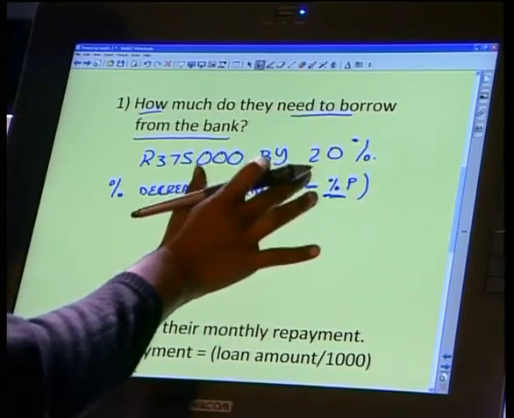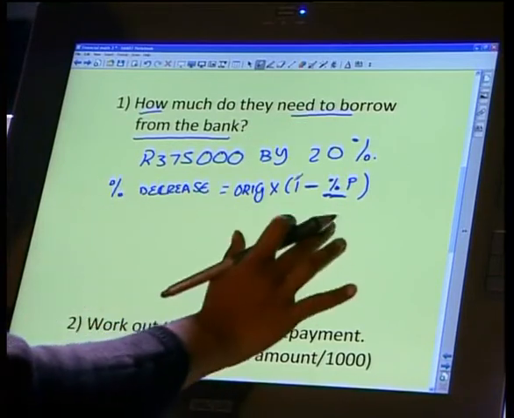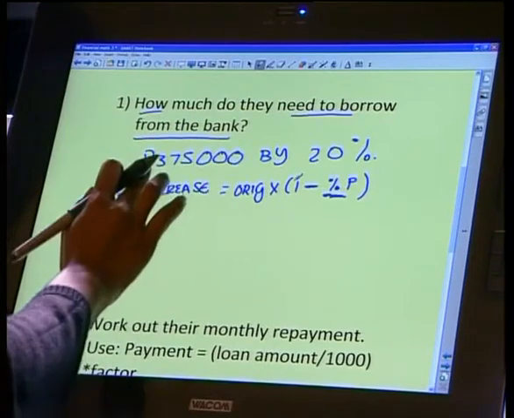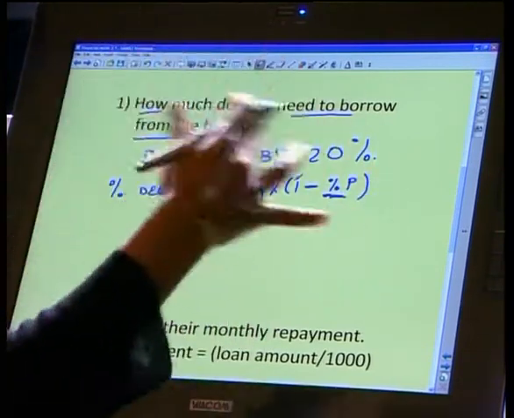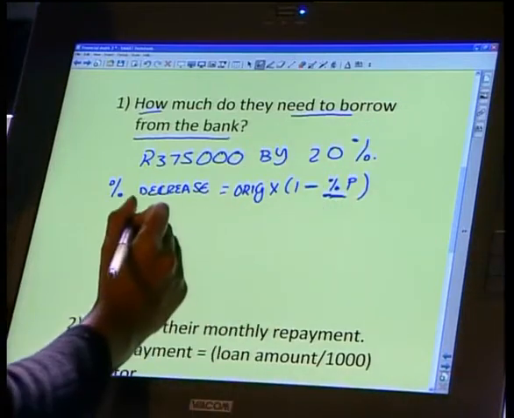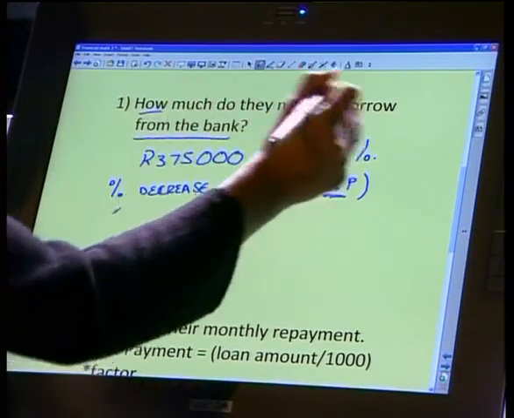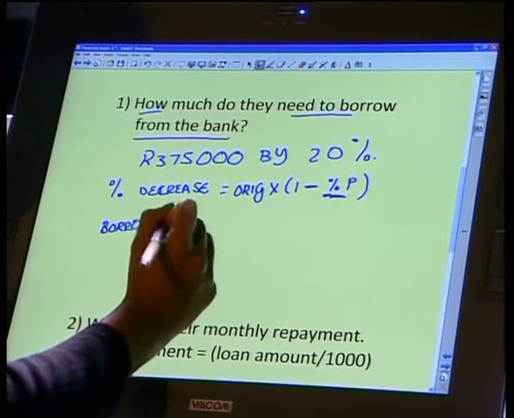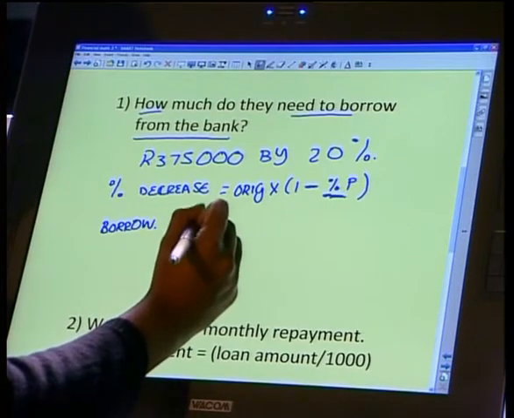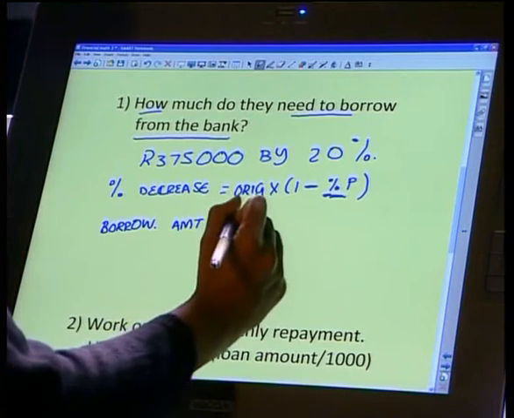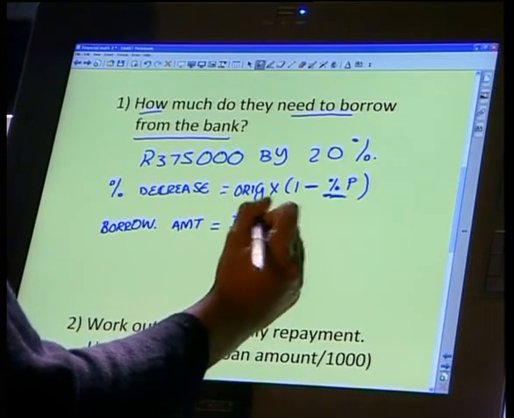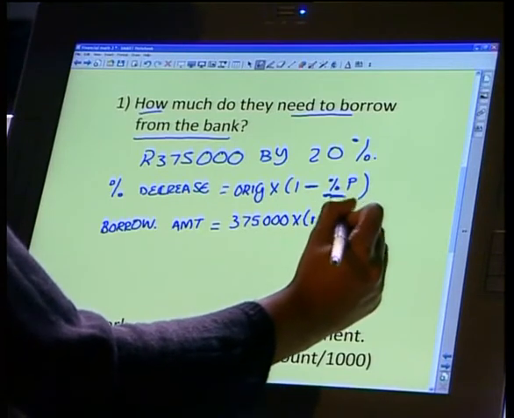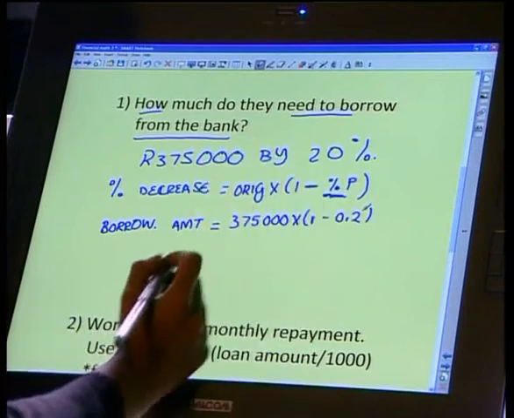Okay, there are more than one way to do this, but I think this is the quickest way, and so I'm going to use this way. You could also just find 20% off that amount and then subtract it, and you would get the same answer, or you could do any number of other things, but this is the quickest way to do it. So I want to work out how much they need to borrow from the bank. So the borrowed amount, or the loan amount, would be equal to 375,000 times 1 minus 0.2, 20% in decimal form.